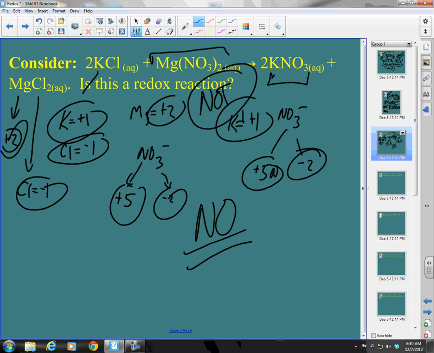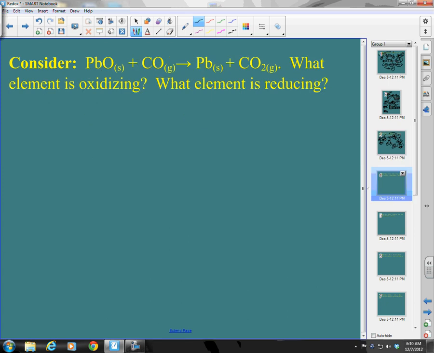Now, you will see right away what's important. You must know your rules for oxidation numbers. If you don't know those, you won't be able to do these questions. Next. Okay, consider this. What element is reducing and what element is oxidizing? Hey, we've already done this, right? We did this up here.